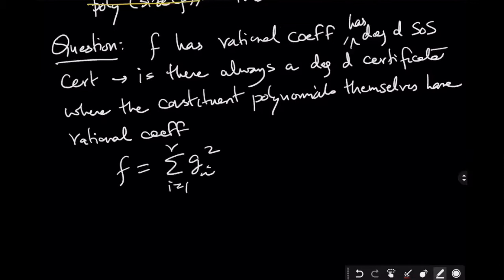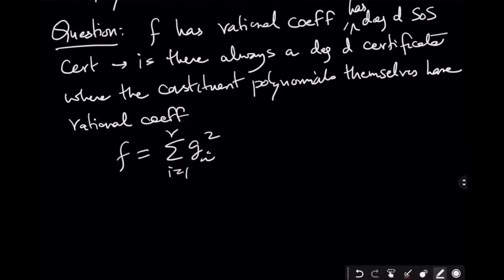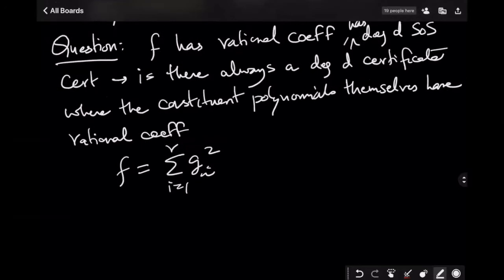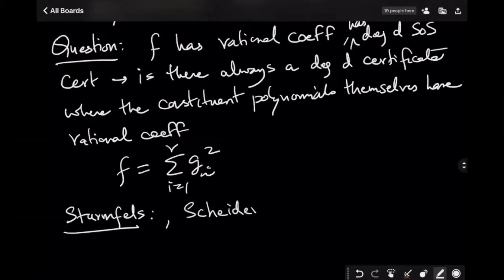And in fact, it could be that such a representation does not exist. Such a representation where the g_i also have rational coefficients may not even exist. So in particular, about 10 years ago, this question was actually asked by Sturmfels, except he was not asking in the context of the hypercube. He was asking about sum of squares polynomial representations over all of R^n. And it was actually answered in 2013 by Scheiderer. Hope I'm getting the name right.